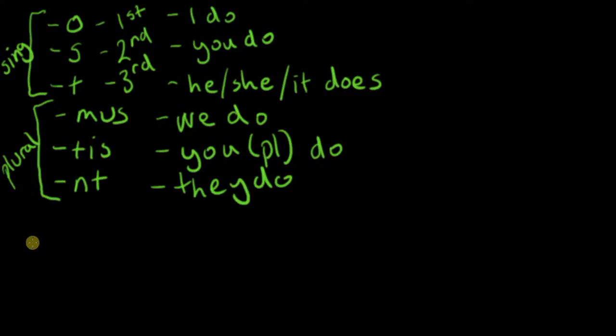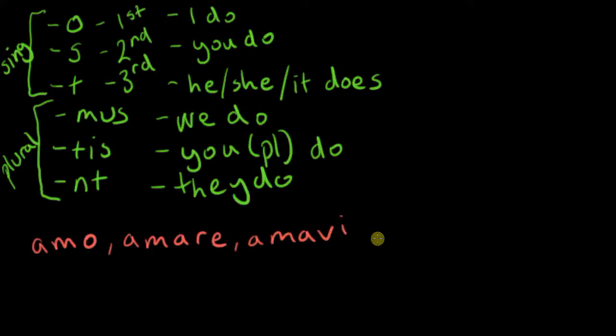So I'm going to do an example, and the example I'm going to use is amo. So I'm just going to write this quickly. Amo, amare, amavi, and amatus. And the reason this looks a bit long, and the reason I've written it this way, is because this is how it'll appear if you look it up in a dictionary.